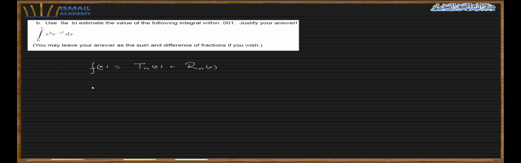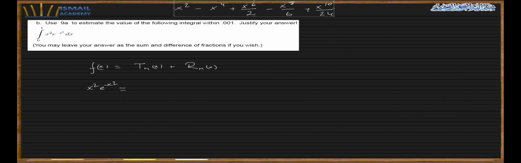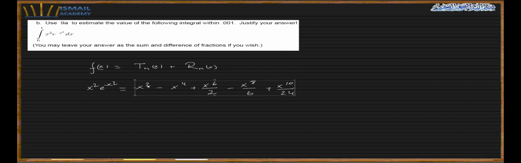So here we choose x squared e to the minus x squared. If we take the answer from the previous question, this is going to be my T_n(x), and my remainder will be my next term, which is minus x^12 over 120. So this will be my remainder, and this will be my T_n(x), which is T4.